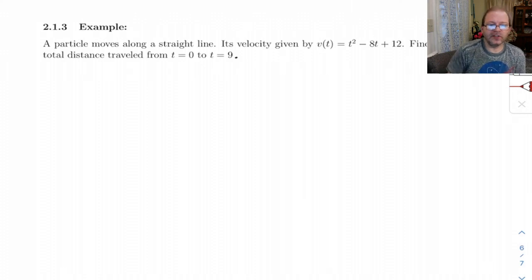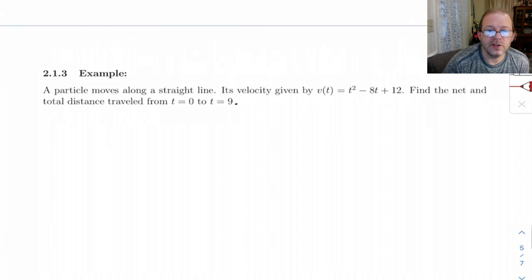All right, let's take a look at this example. A particle moves along a straight line. Its velocity is given by this function. Find the net distance and the total distance traveled from 0 to 9.